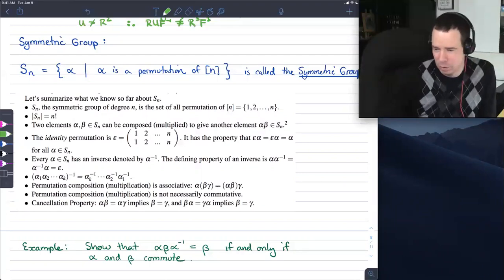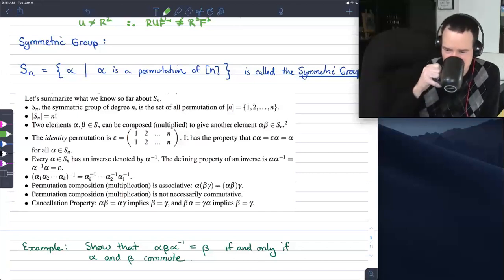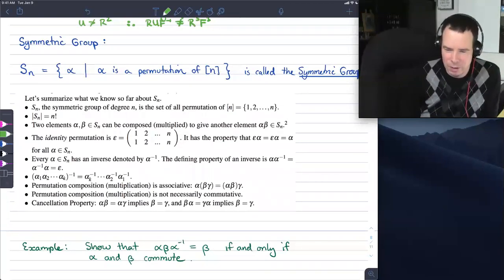The identity permutation is in there, and it has the property that when you multiply it to any other permutation, it doesn't change it. Every one of the permutations has an inverse. That's a permutation that when you multiply it to the one you started with, you get the identity. How inverses and multiplications relate to one another is that taking the inverse of a product is taking the inverse of each of the elements of the product in reverse order.